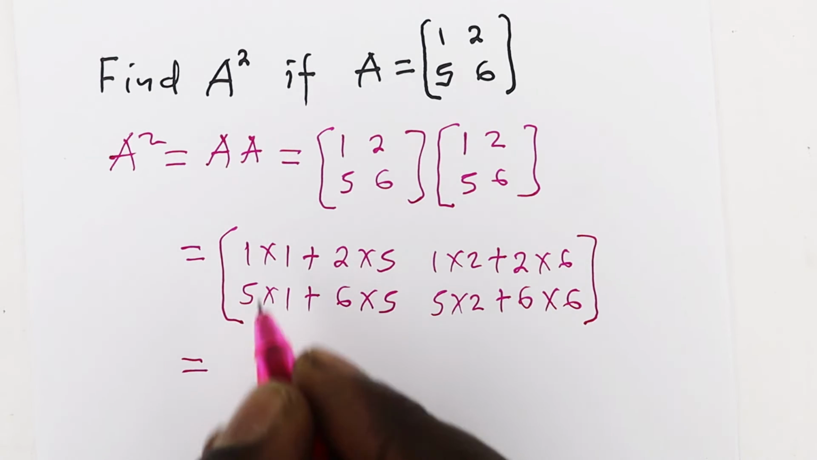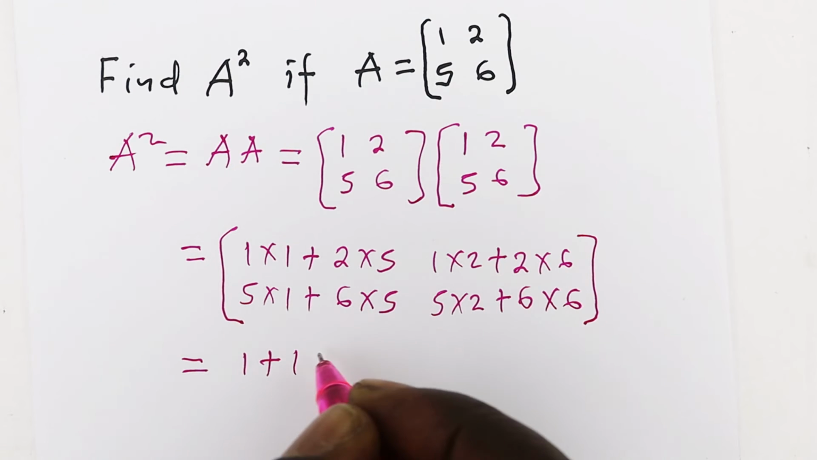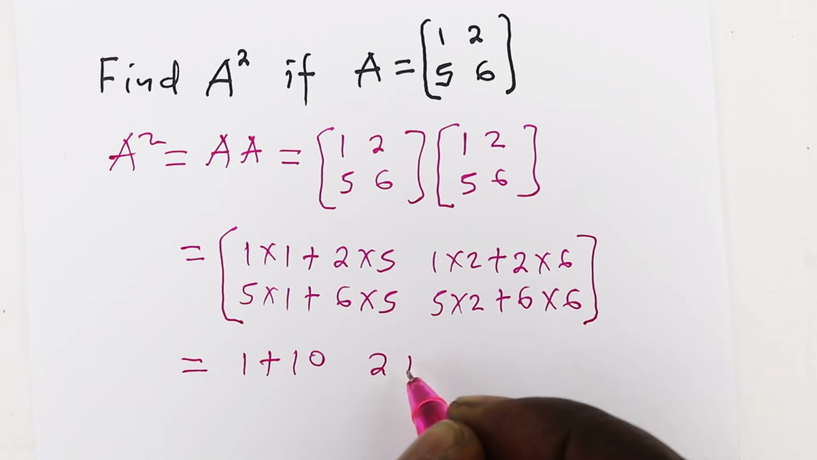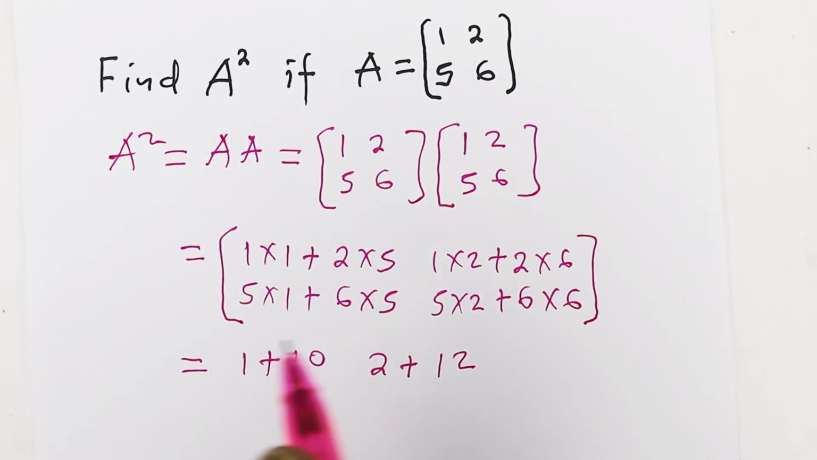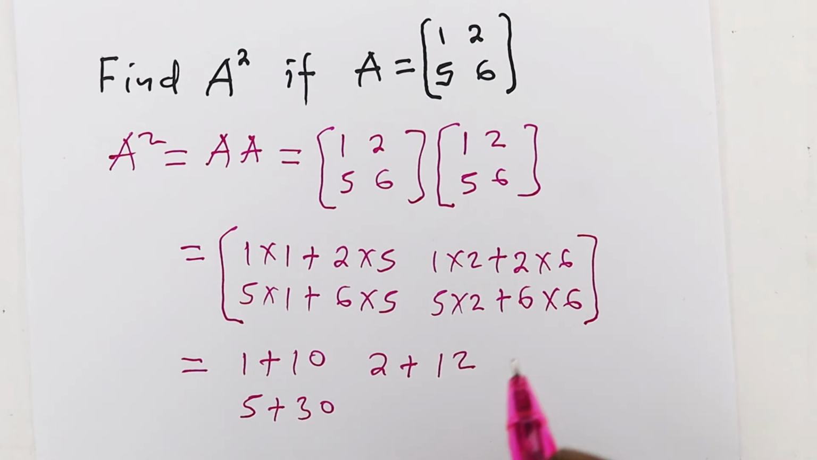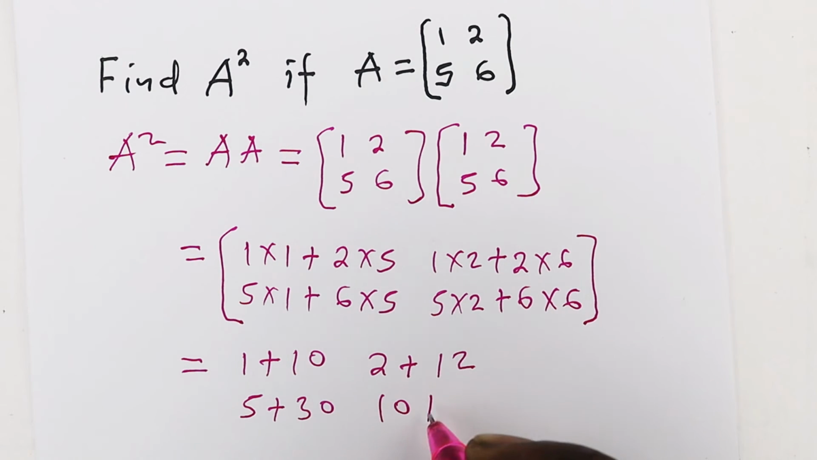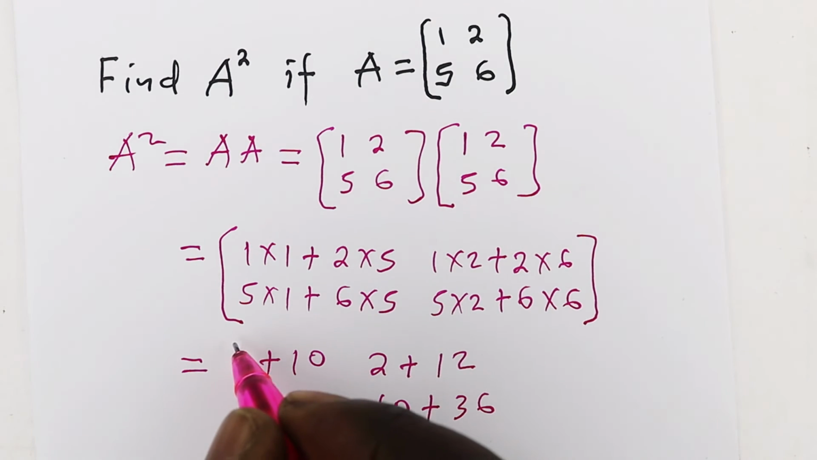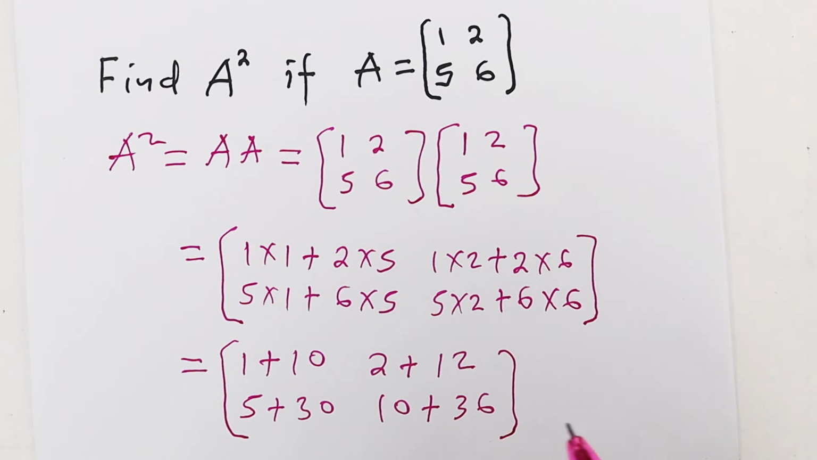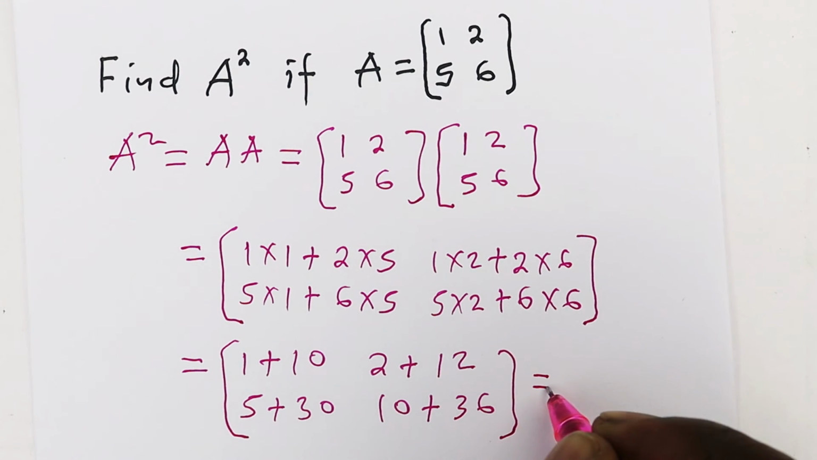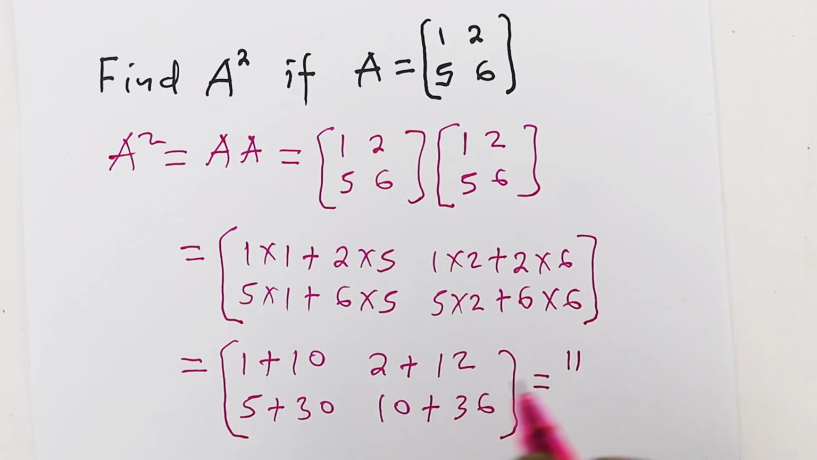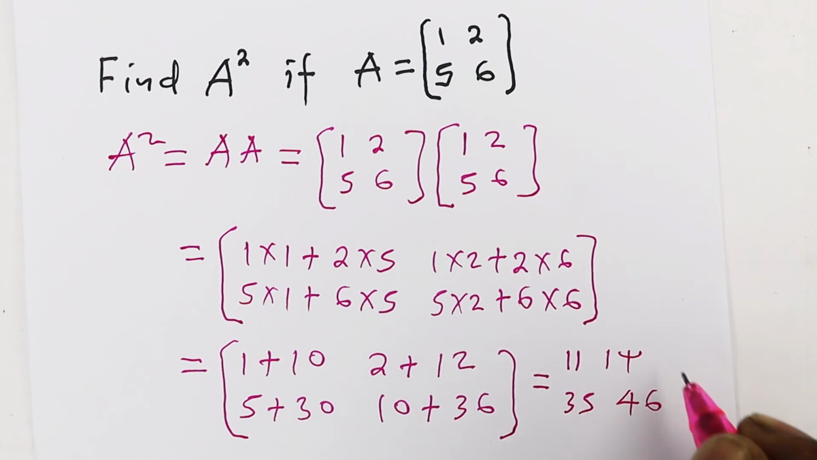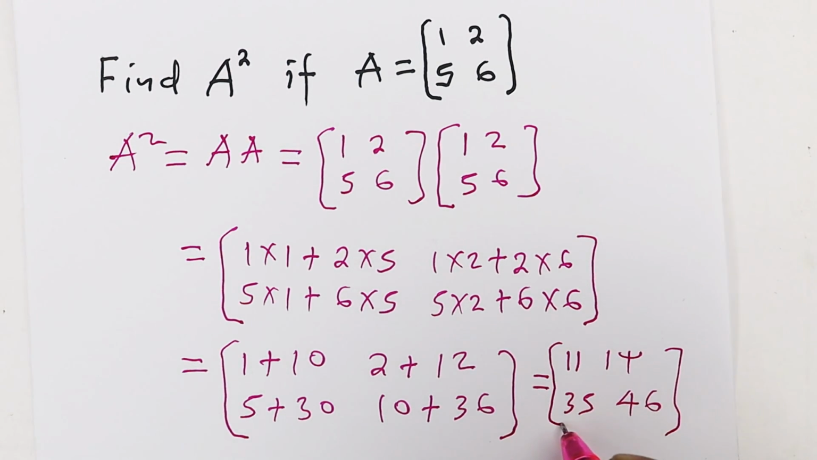So it means we have 1 plus 10, then you have 2 plus 12, then here we have 5 plus 30, then here we have 10 plus 36. So this is going to be 11, this is 14, this is 35, and this is 46. So that is what we get for A squared.